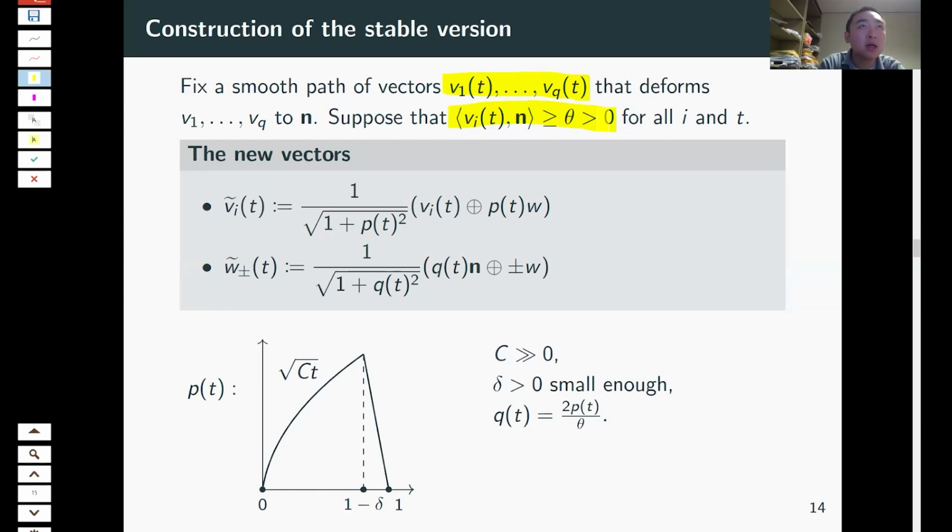Now, our definition of the new vectors is given by the following formulas. The Vi tilde will be just a modification of the original Vi(t) plus some extra W component. Here the coefficient, which I call p(t), is carefully chosen by the above picture. And the W plus minus path is also going to change: we have the original plus minus W, plus the N here.